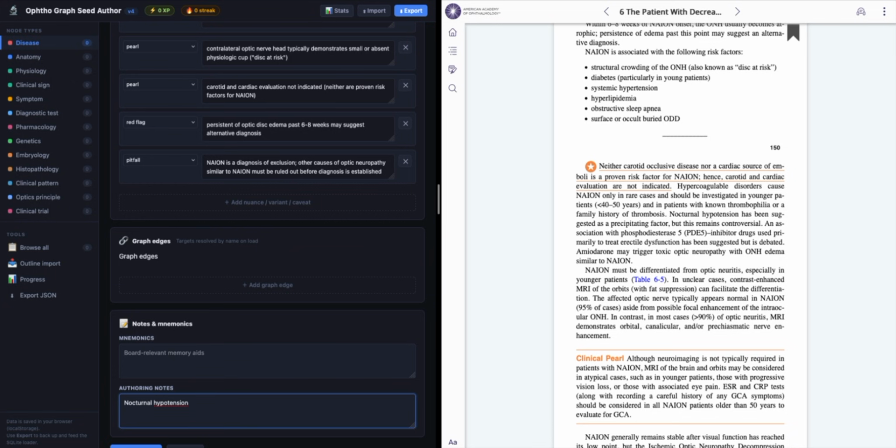Internal hypotension suggested as precipitating factor, but is controversial. Association with PDE5 inhibitor drugs used for treating erectile dysfunction is controversial. Okay.